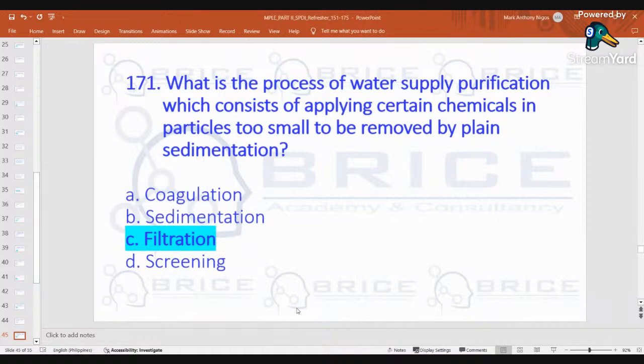What is the process of water supply purification, which consists of applying certain chemicals in particles too small to be removed by plain sedimentation? The answer is filtration.